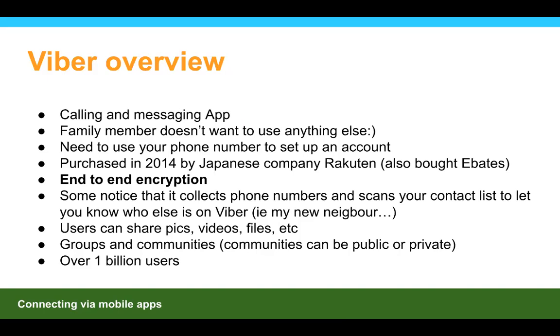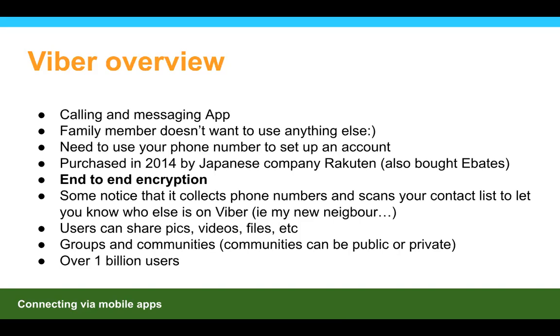You do need to use your phone number to set up an account. And it was purchased in 2014 by a Japanese company, Rakuten. It bought eBay, if you have been using that before. So Rakuten is rapidly growing and really investing in a lot of technology and tools as well. It provides end-to-end encryption, and that was one of the reasons that family member wanted to use this app in the past. And then some notice that it collects phone numbers and scans your contact list. What that means is that even if you haven't connected with someone, you may get a recommendation to tell you that somebody in your vicinity or somebody you may have called is actually using Viber.